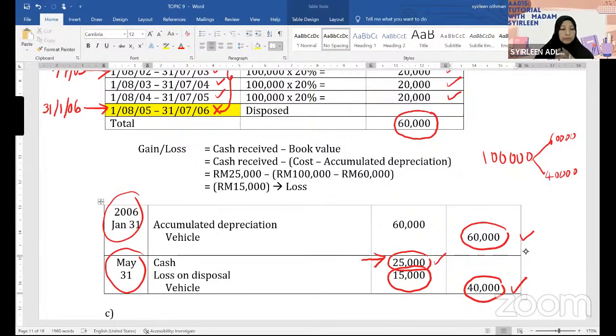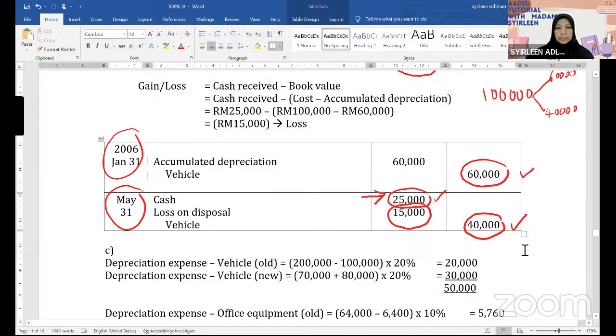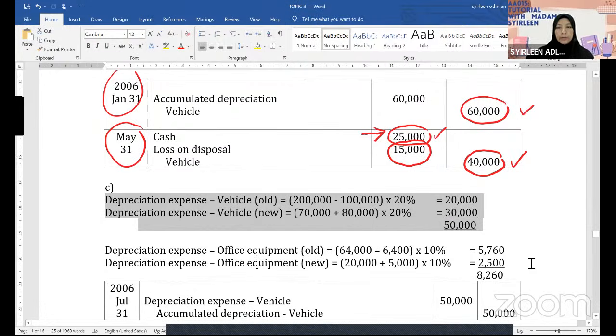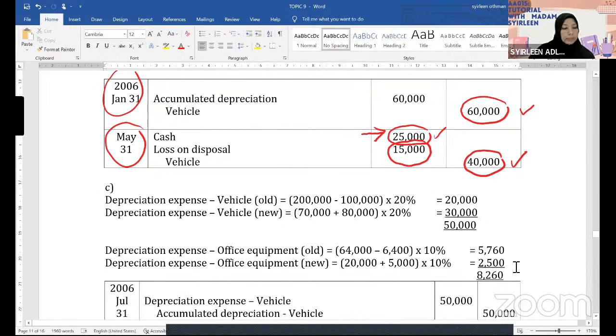Lepas tu kita nak kira depreciation expense. Nak kira depreciation expense for the asset. So yang ini untuk vehicle. Untuk vehicle kita guna straight line. So boleh tak nak campur je terus? Boleh, tak ada masalah. So maksudnya asset that you have is 200,000. Your old vehicles, you have 200,000.